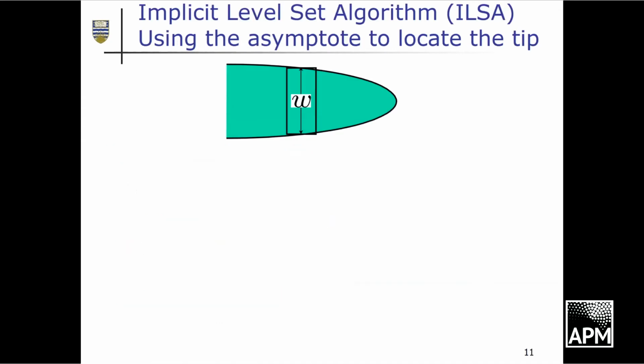Okay, so I'm just going to briefly outline this implicit level set algorithm that Professor Linkoff mentioned this morning. And the idea is fairly simple. You use the tip asymptotics to find where the fracture tip is. So assume that you have a guess for where the fracture is. Okay, and W is the fracture opening.